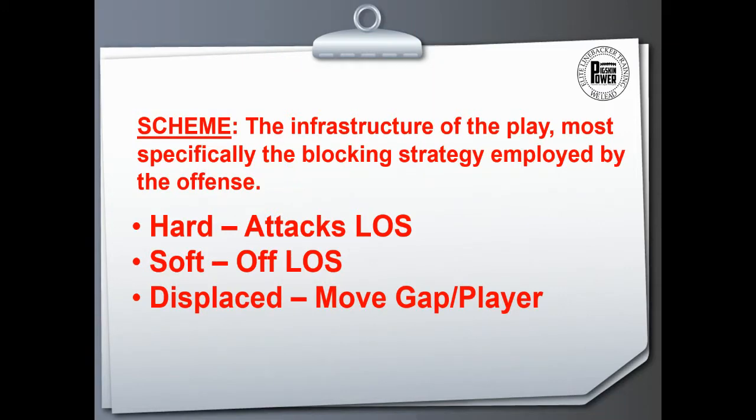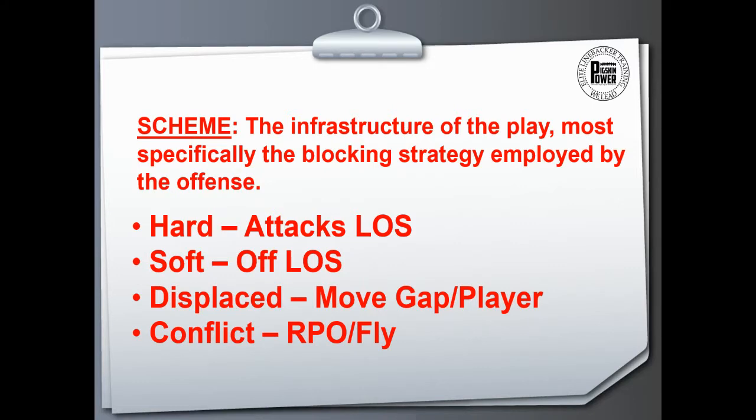We have displaced schemes or a displaced read. Here we're moving a gap or a player. So when you pull a player or you add an H-back at the point of attack, you're just moving a gap or you're moving a player. You're creating a numbers advantage. Remember we talked about that. You're creating a numbers advantage. That could be part of the action of what's happening, right? So we've displaced. So as we see the scheme that supports the architecture of the play, was it hard? Was it soft? Was it displaced?